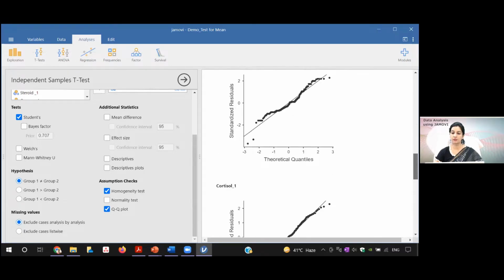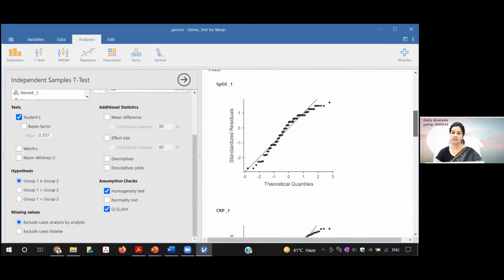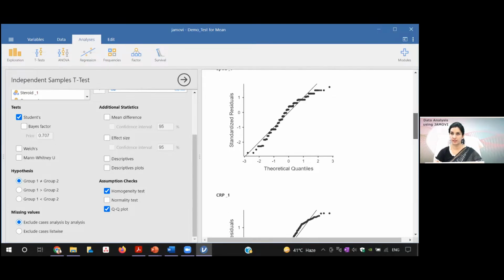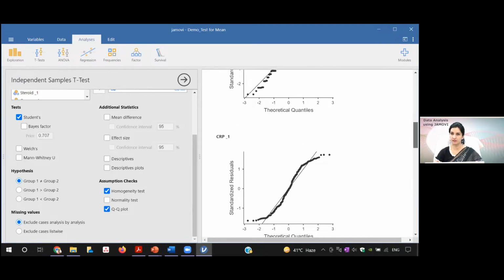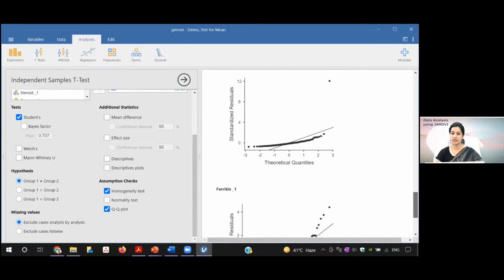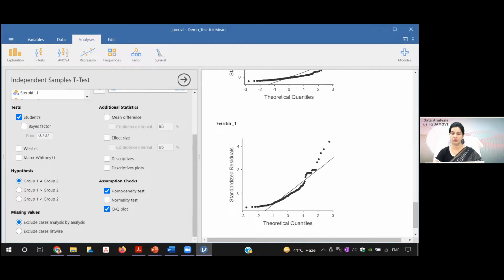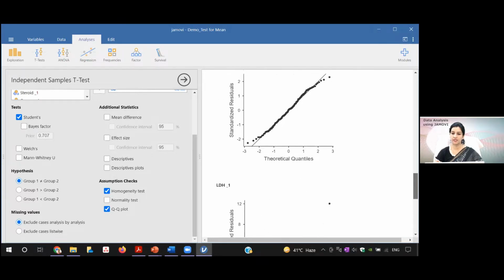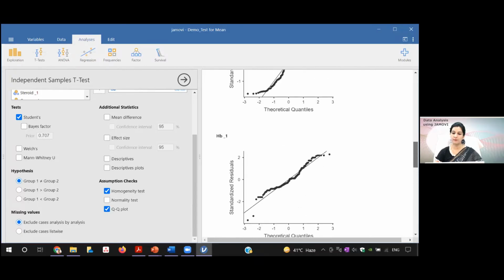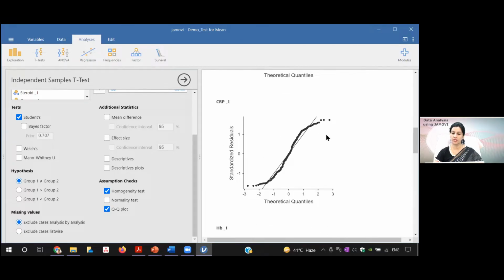I'm again showing you the QQ plot. This is the SpO2, ferritin, LDH. Yes, two are absolutely right. Because if you see this LDH, it is definitely very much away from normality, and this ferritin also. Otherwise, if you see the rest of the graphs, most of the data points are approximately normally distributed. Here also CRP is approximately normally distributed. So these are the two variables, LDH and ferritin.